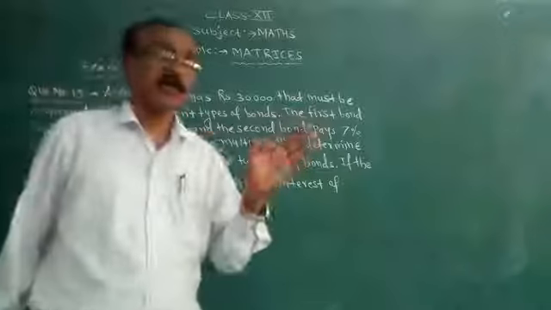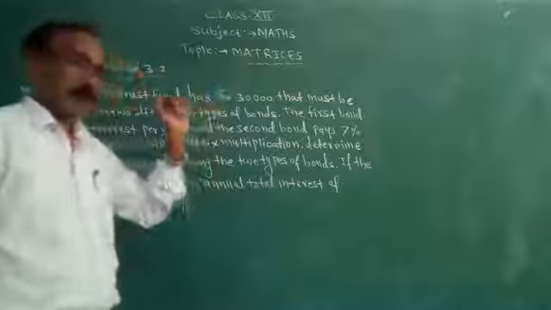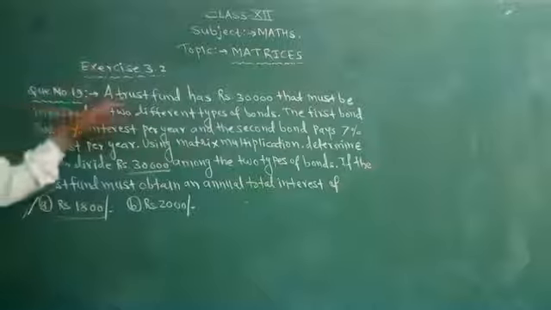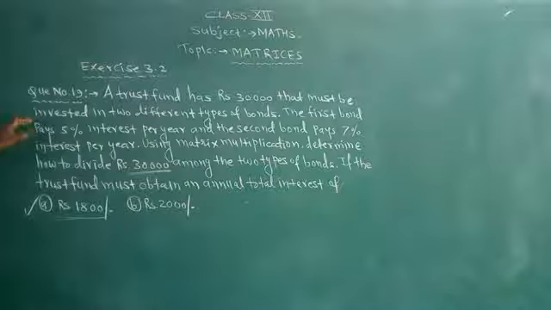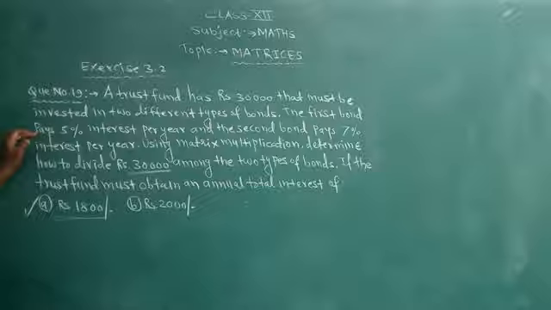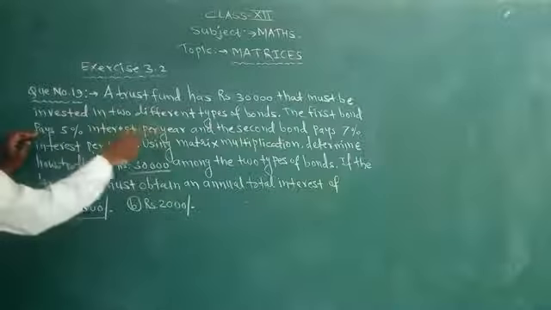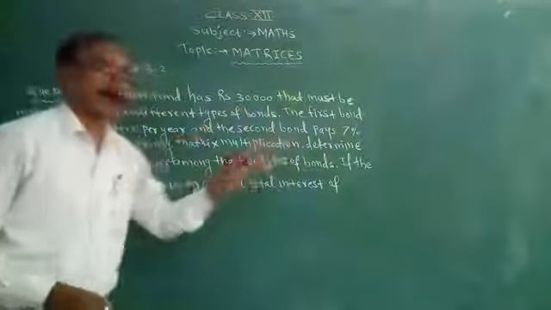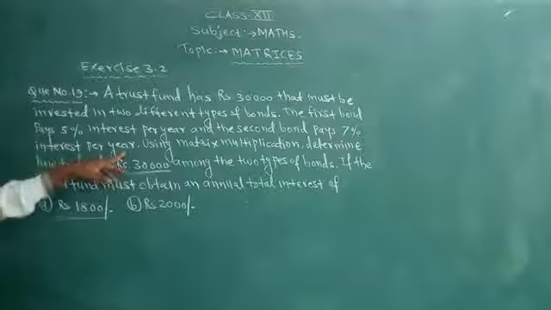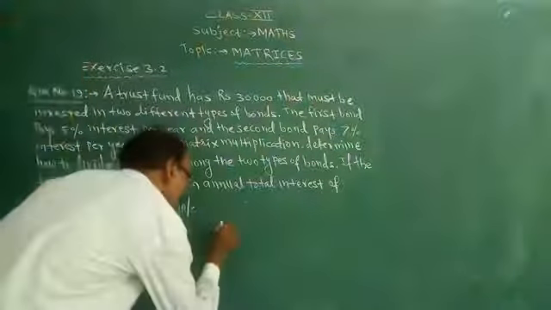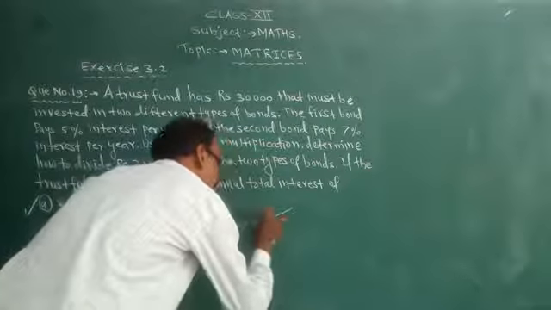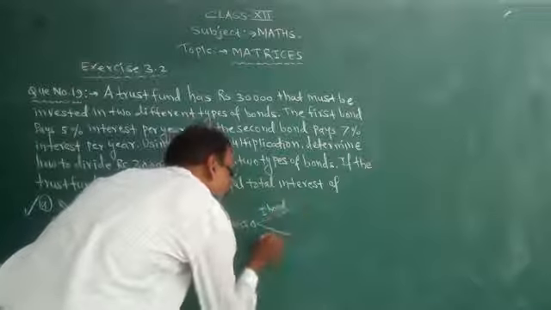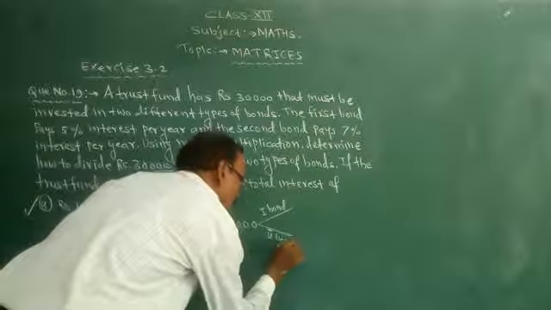Students, see the exercise 3.2 of matrices. Question number 19 is, a trust fund has rupees 30,000 that must be invested in two different types of bonds. The first bond pays 5% interest per year and the second bond pays 7% interest per year. So I can write here this 30,000, he is investing in first bond and in second bond in this way.